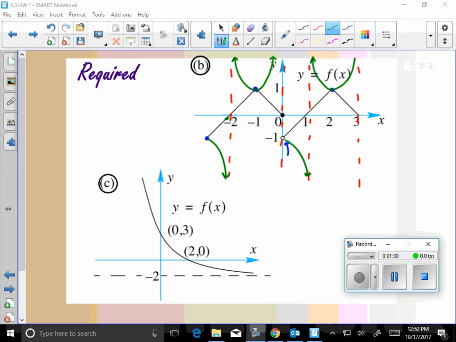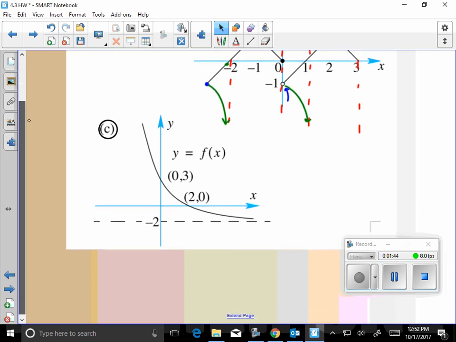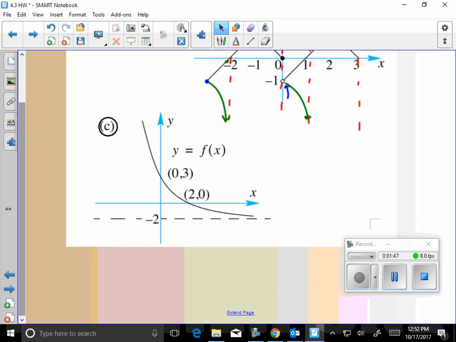Anywhere it's 0, the reciprocal will be, I said inverse, that's wrong. Anywhere you see 0, that will become an asymptote. Anywhere you see an asymptote, that'll become 0. Anywhere you see a 1 or a negative 1, it'll stay the same. Okay, so this one is straight funky. Okay, this is straight funk and fun.